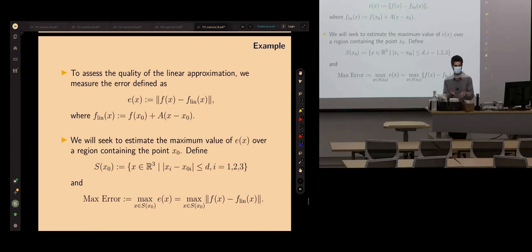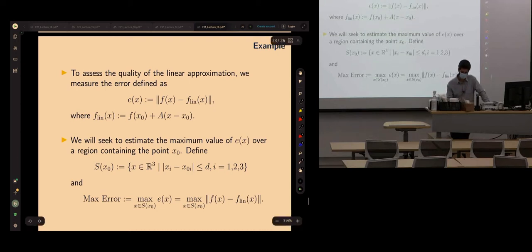Then consider a set where for each of the variables you search in a small radius. For example, wherever you are, for each direction, just search in a small neighborhood. Call it D. Then find the maximum error: what's the maximum error you make if you search along each direction?